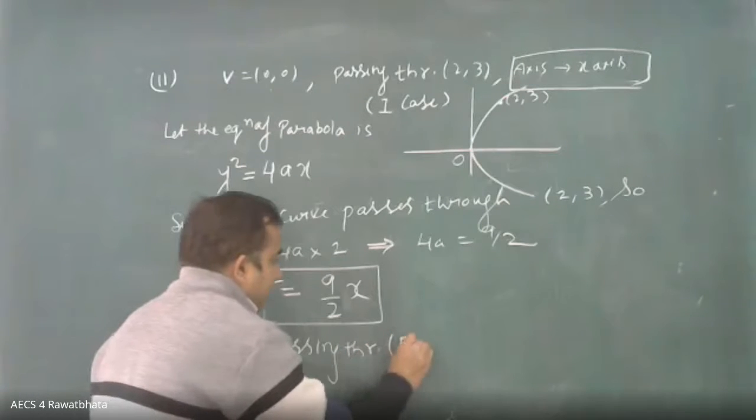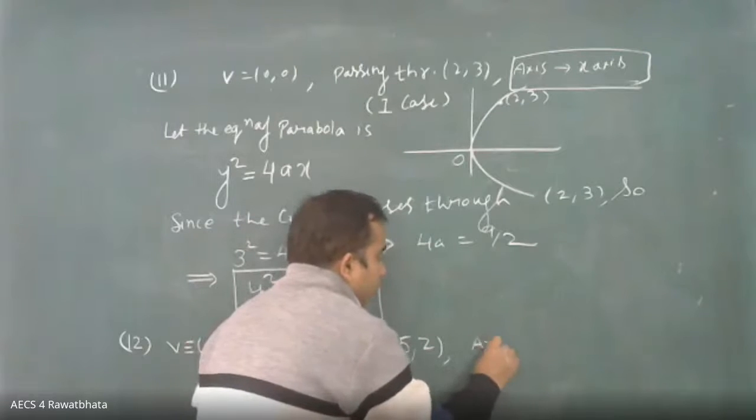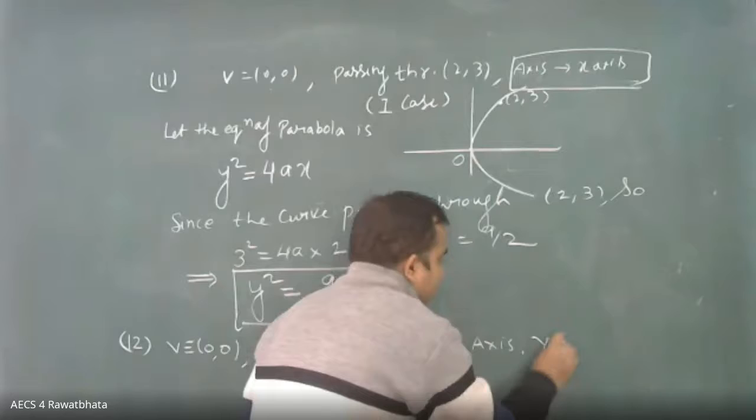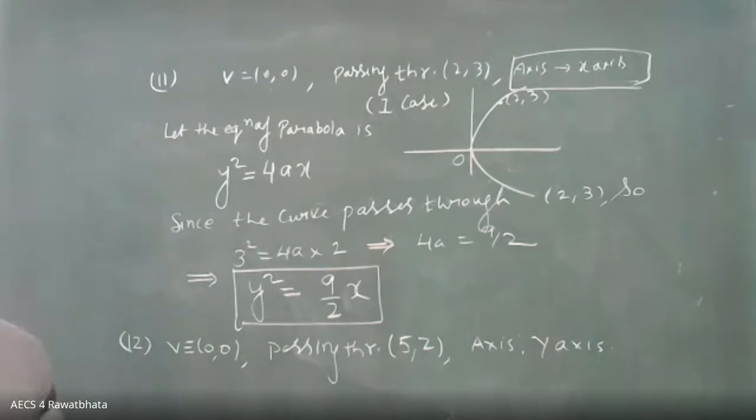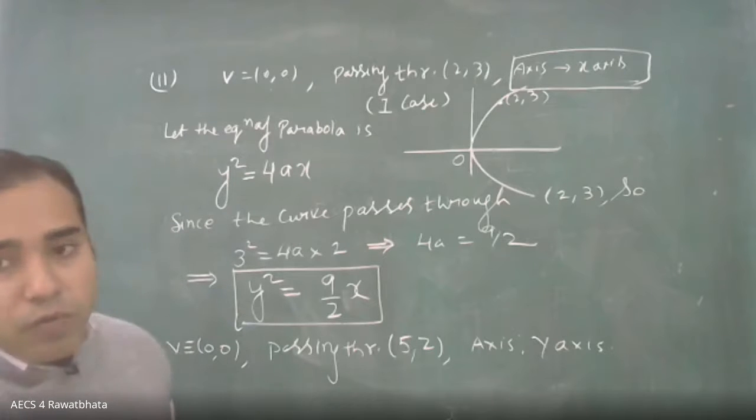The vertex is 0, 0, passing through 5, 2 and symmetric with respect to the y-axis. Passing through 5, 2, is this it? Yes, sir. And the axis of symmetry is the y-axis. So you imagine the shape of this curve, a curve which is passing through.